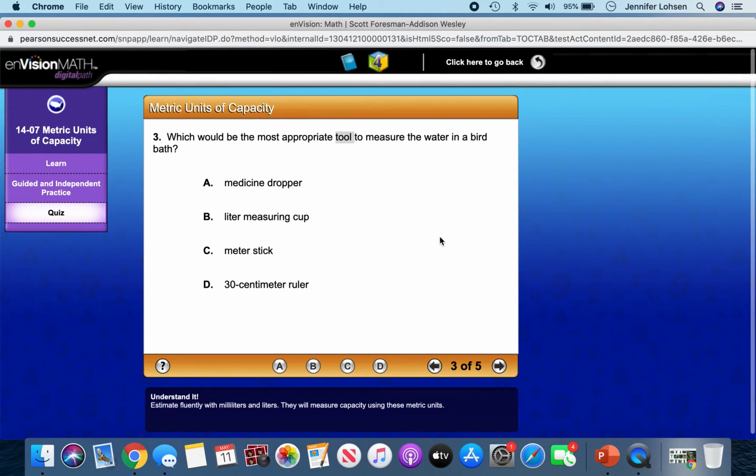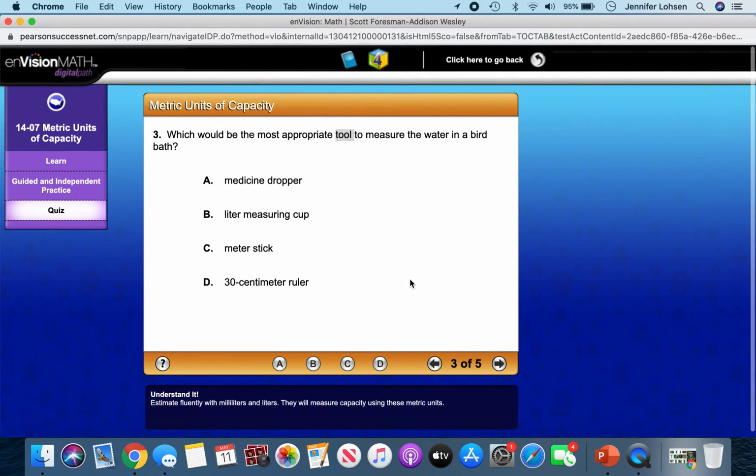So that's what I want you guys to visualize for that. So if we were trying to measure the capacity, all of the water that is in that bird bath, would it make sense for me to use a medicine dropper, which is measuring milliliters, a liter measuring cup, which would be about half the size of a bottle of soda, or about a 32-ounce water bottle for visualization, a meter stick, definitely not, that measures length, or a 30-centimeter ruler, again, that measures length. So these are both gone. What do you guys think would be most appropriate? How would I get to that unit faster? Now, I get it. A bird bath is kind of small.